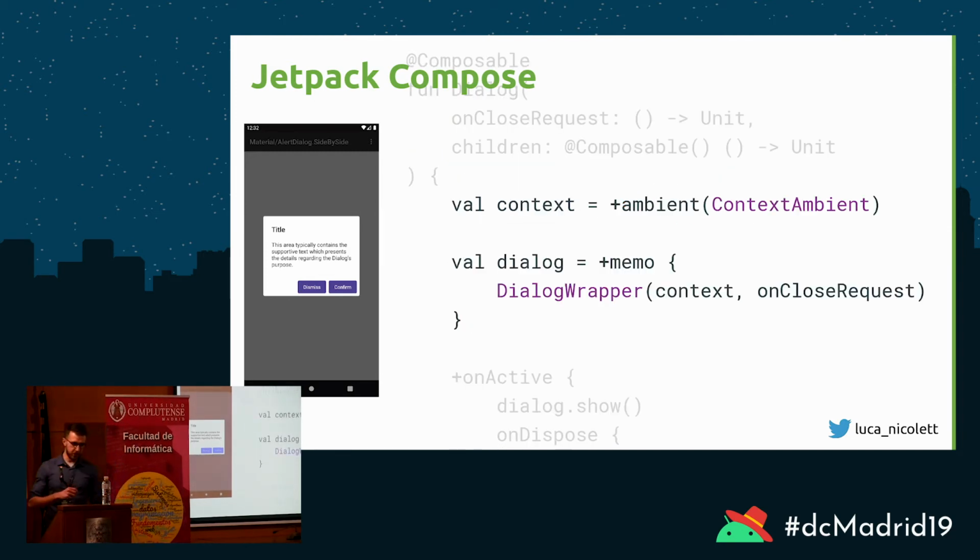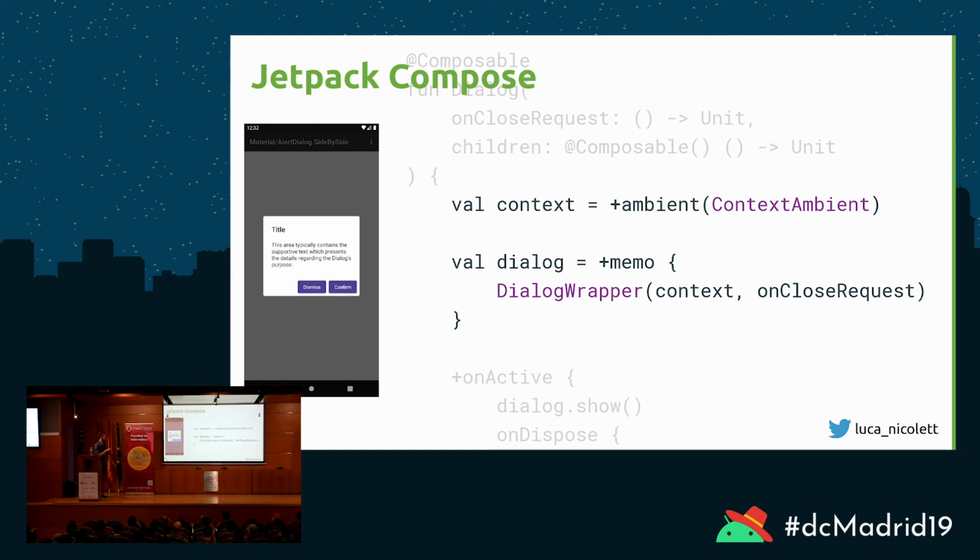So it retrieves the context. That's how you retrieve the context inside a composition. You don't need to provide it from the outside at every composable function. It memoizes a dialog wrapper, and I want you to focus on this dialog wrapper thing here. We'll come back to it later on.